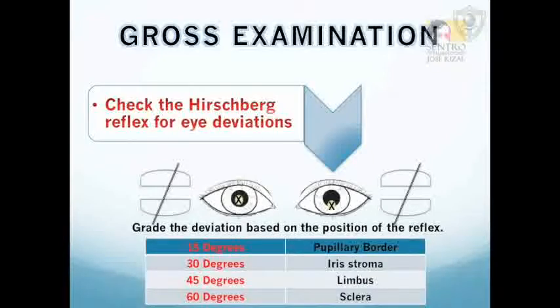Grade the deviation based on the position of the reflex. If the reflex is seen on the pupillary border, grade it as 15 degrees. If it is on the iris stroma, grade it as 30 degrees. If it is on the limbus, grade it as 45 degrees. If it is on the sclera, grade it as 60 degrees.